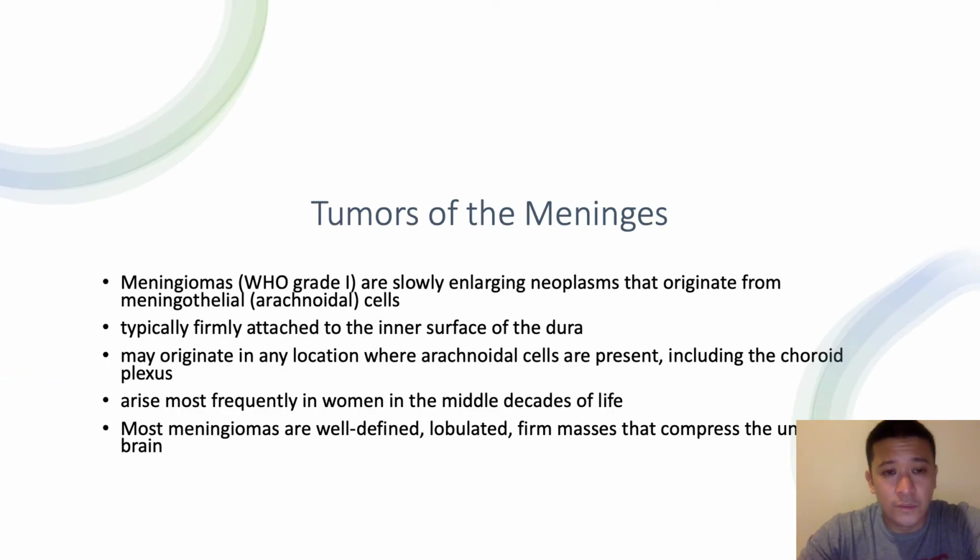Moving on to another type of tumor are your tumors of the meninges, or I think we're all familiar with these, the meningiomas. So these are slowly enlarging neoplasms that originate from meningothelial arachnoid cells. They're typically firm, attached to the inner surface of the dura, and may originate in any location where arachnoid cells are present, including the choroid plexus, which is why sometimes you have your intraventricular meningiomas. They arise most frequently in women in the middle decades of life, and most meningiomas are well-defined lobulated masses that compress the underlying brain.